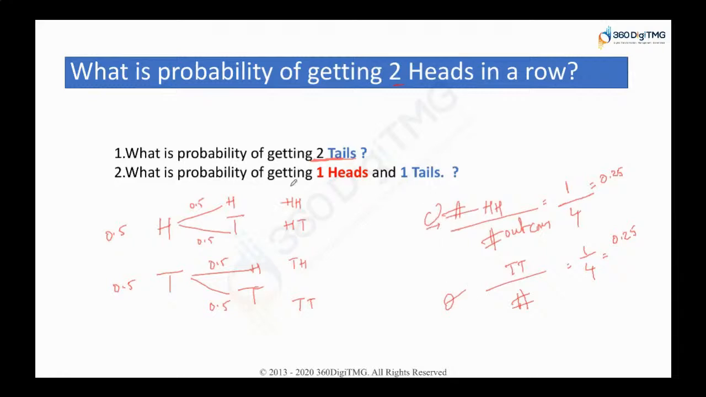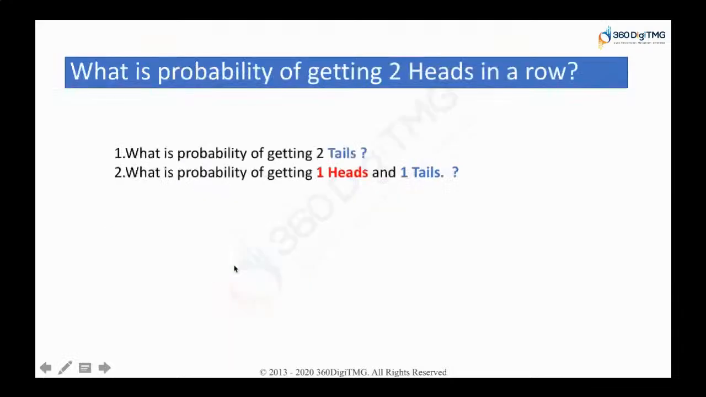Now suppose I ask you, what is the probability of getting 1 head and 1 tail? What's the probability of getting 1 head and 1 tail?